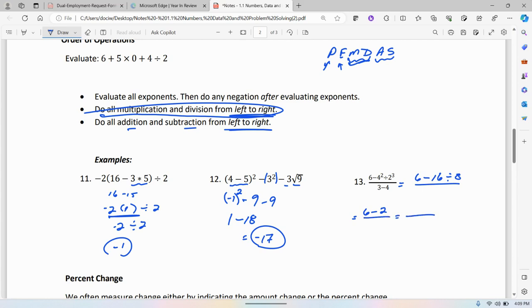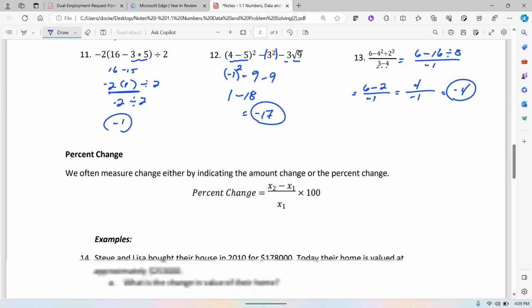Again, sticking with just my numerator, 6 minus 2 is 4. Go back and work at the denominator now. 3 minus 4 is negative 1. I'm going to carry that down and carry that down. 4 divided by negative 1 is a negative 4. Okay, so this is just a quick look at order of operations.